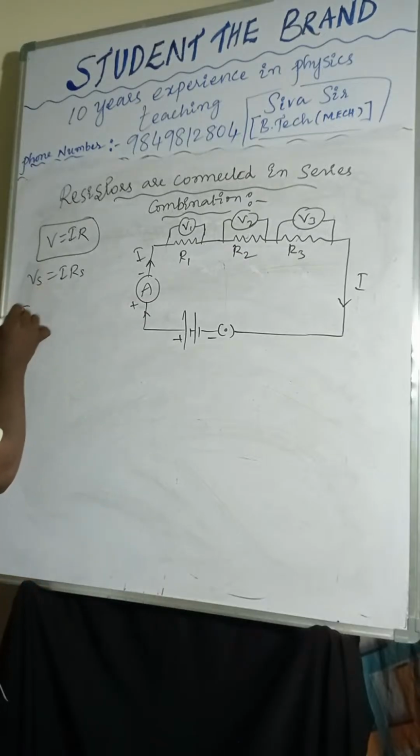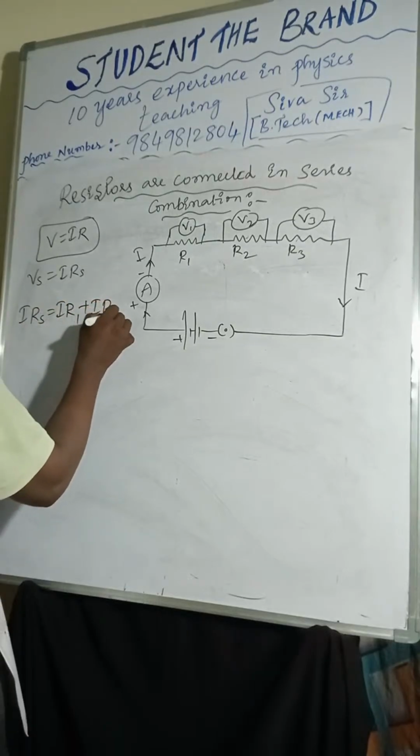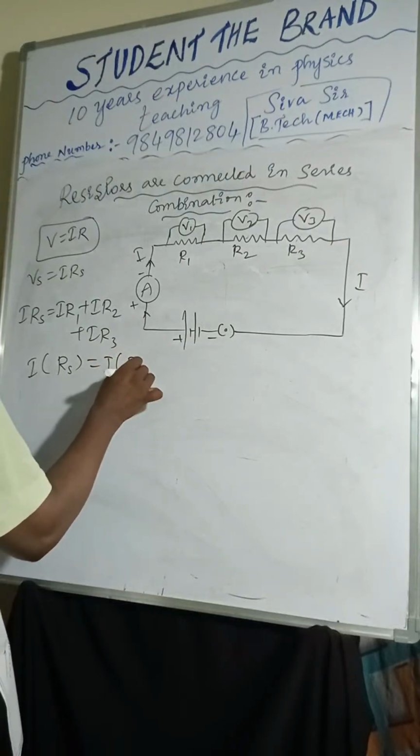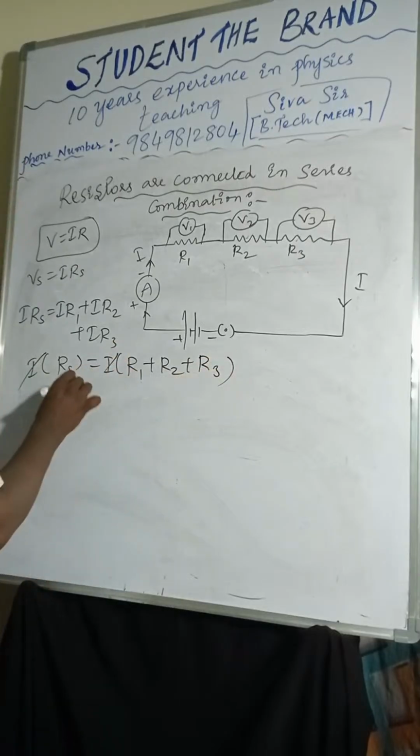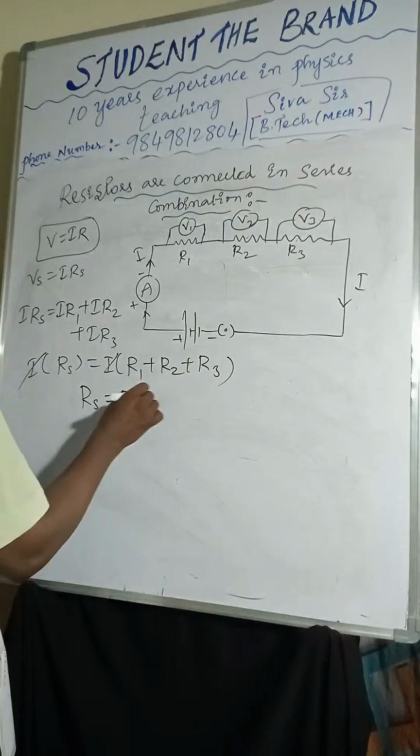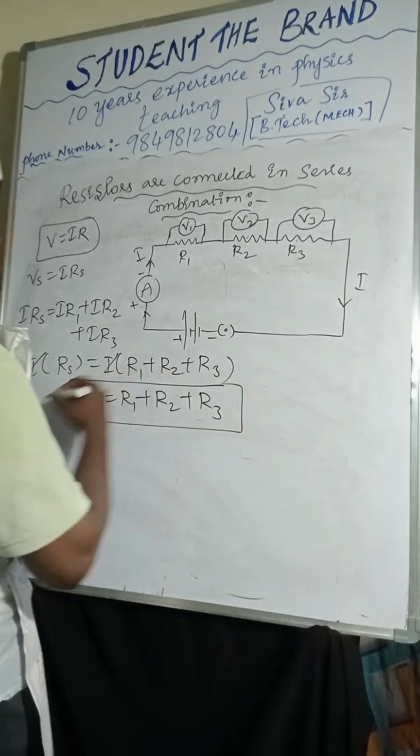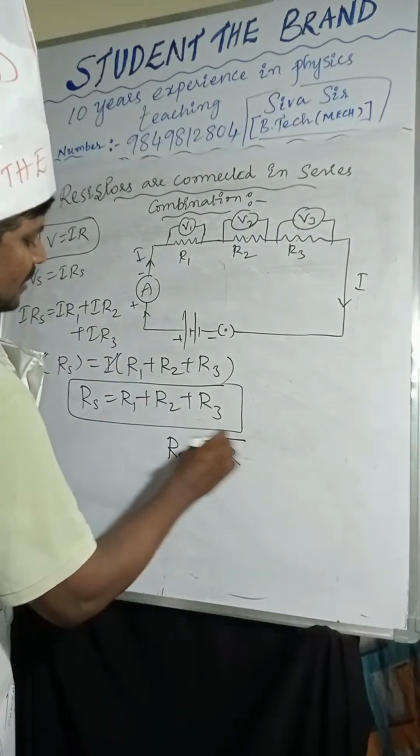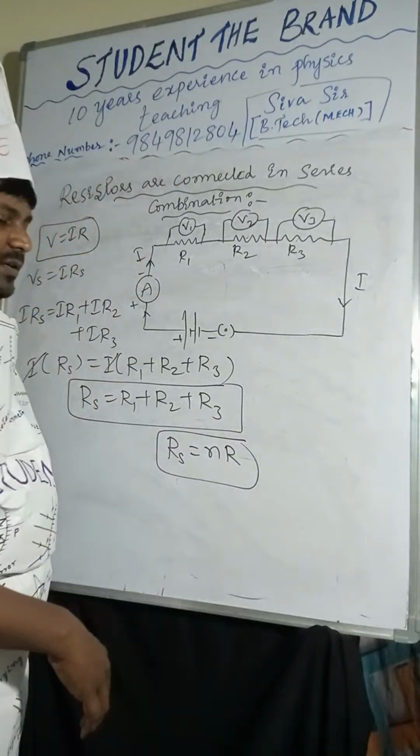So I Rs equal to I R1 plus I R2 plus I R3. We can take I common: Rs equal to I times R1 plus R2 plus R3. Now I gets cancelled, so Rs equal to R1 plus R2 plus R3. If n number of identical resistors are connected in series combination, then Rs equal to nR.